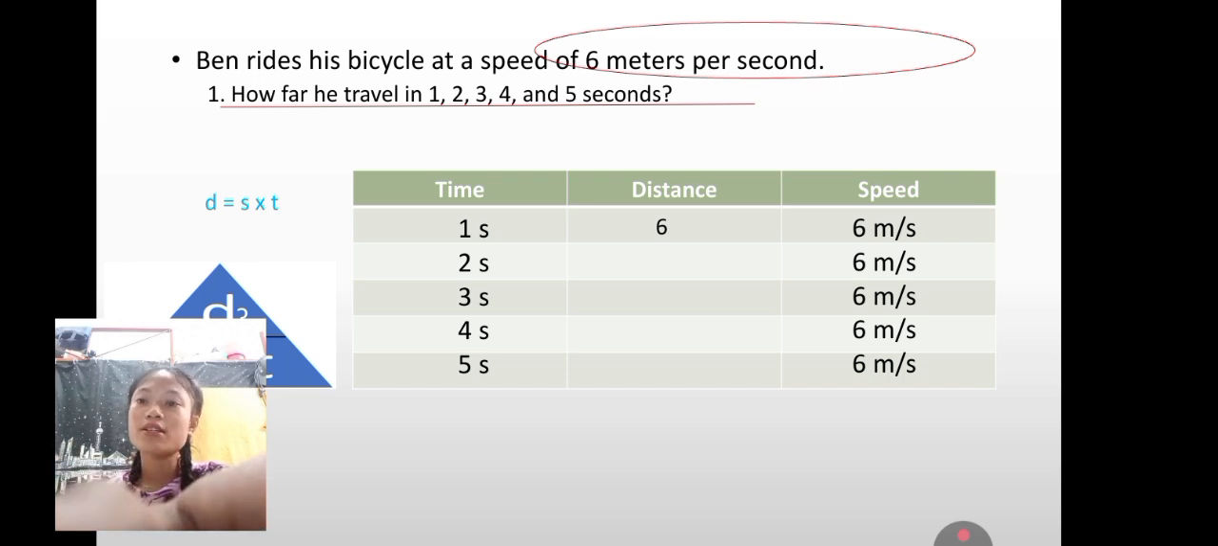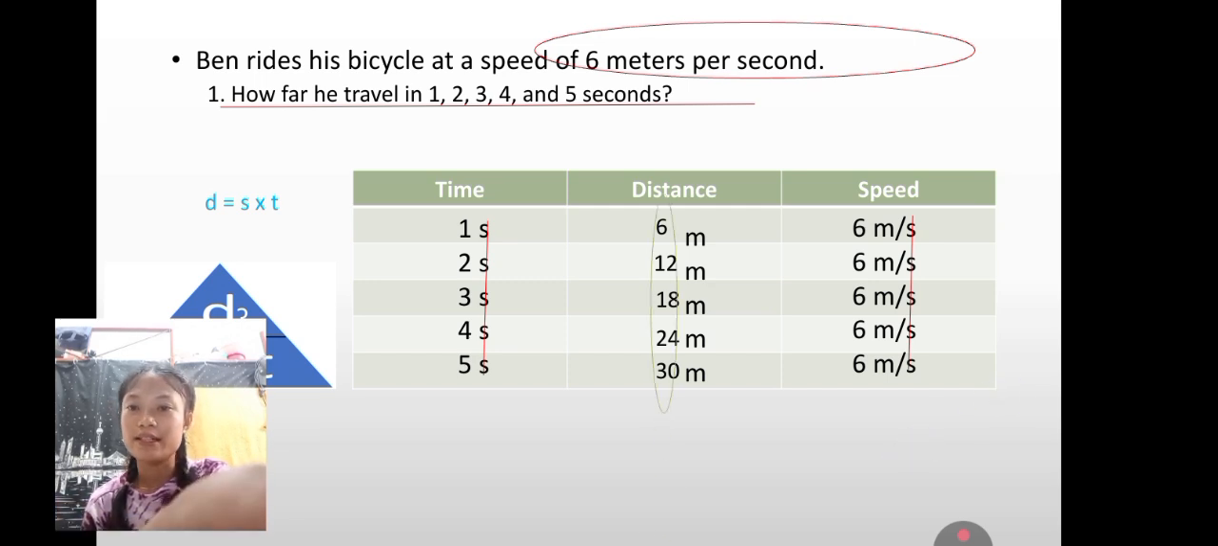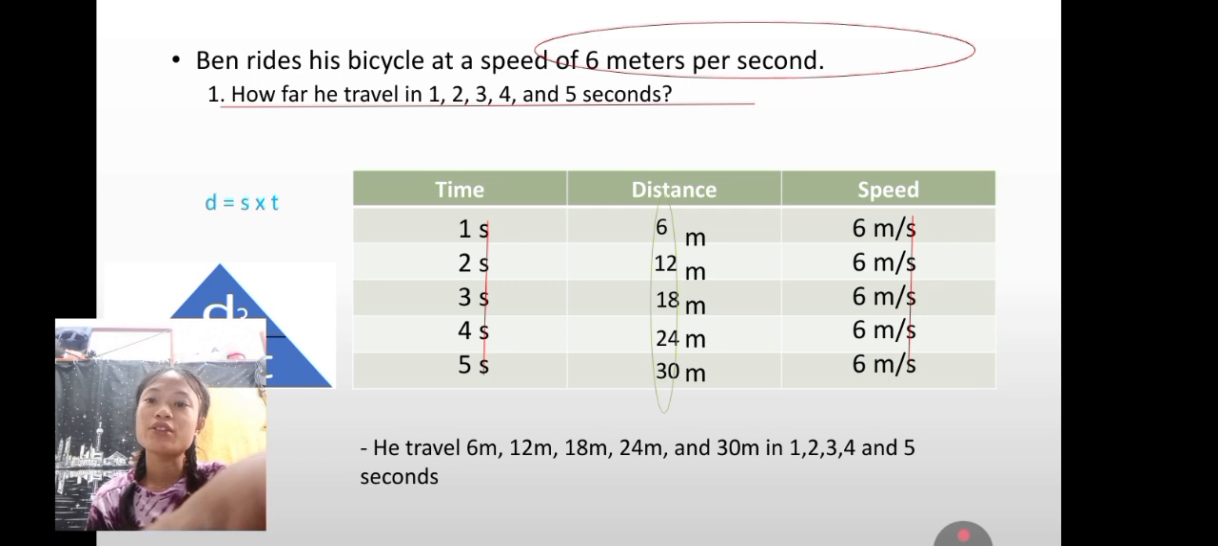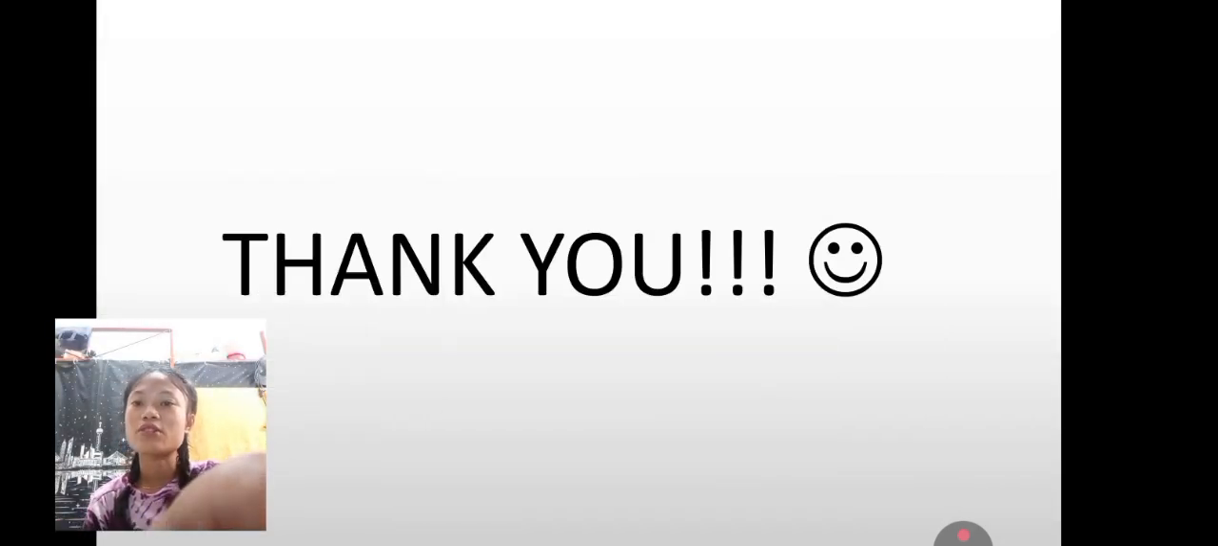1 times 6 equals 6. 2 times 6 equals 12. 3 times 6 equals 18. 4 times 6 equals 24. 5 times 6 is equals to 30. Next step, atong i-cancel out ang same nga units. Choose the S. Ang mabilin is M. Ato na ibutang sa atong distance. So, mauna yung mga distance sa 1, 2, 3, 4, and 5 seconds. Una, 6, 12, 18, 24, 30. So, he traveled 6 m, 12 m, 18 m, 24 m, and 30 m in 1, 2, 3, 4, and 5 seconds. So, that's all. Thank you.